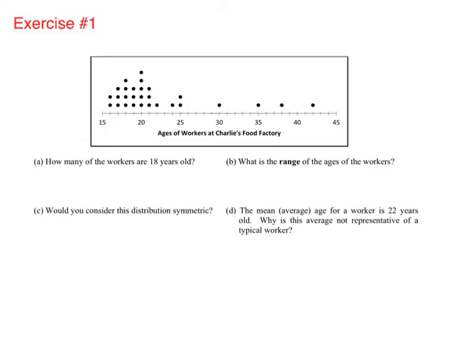Let's look at exercise number 1. This is an example of a dot plot. So let's write that down, or underline it if you see it somewhere on your page. The exercise 1 directions say Charlie's Food Factory currently employs 28 workers whose ages are shown below on a dot plot. Answer the following questions based on this plot.